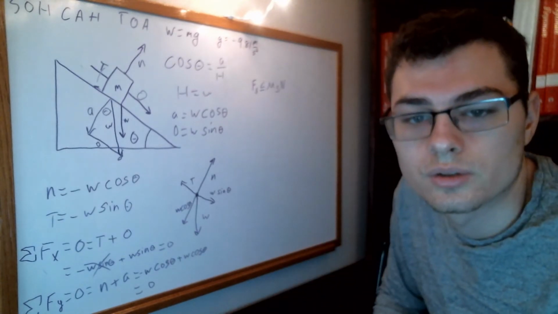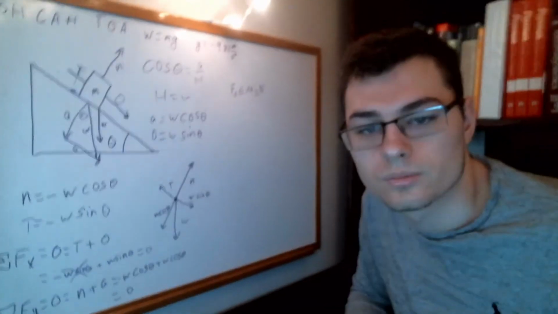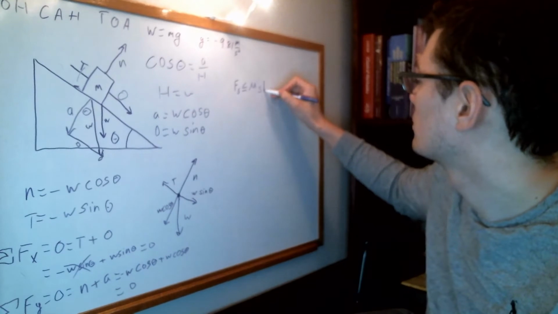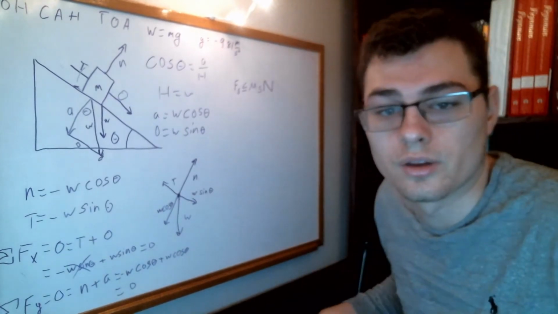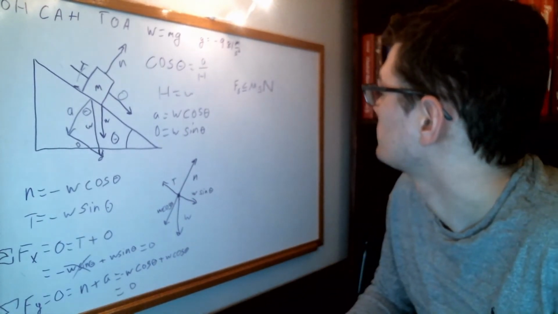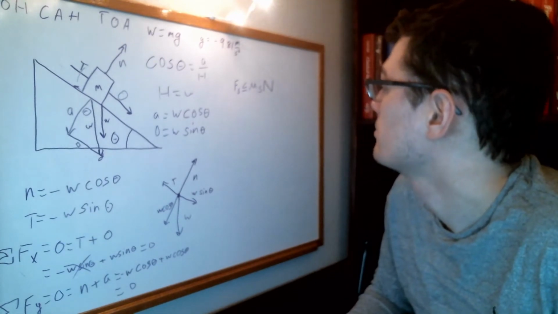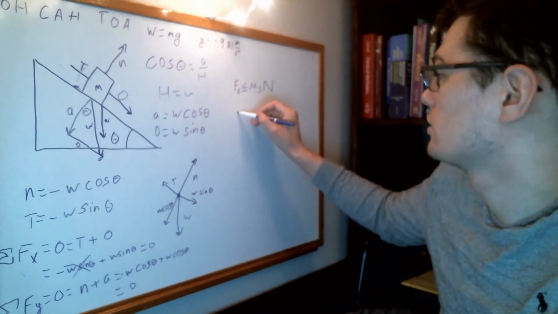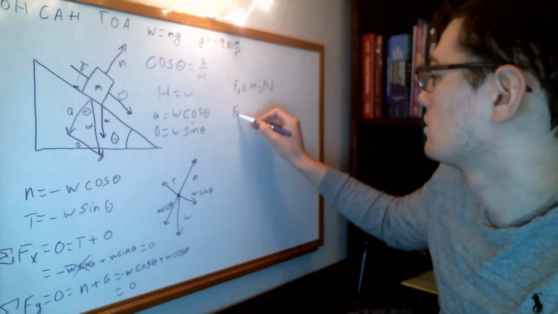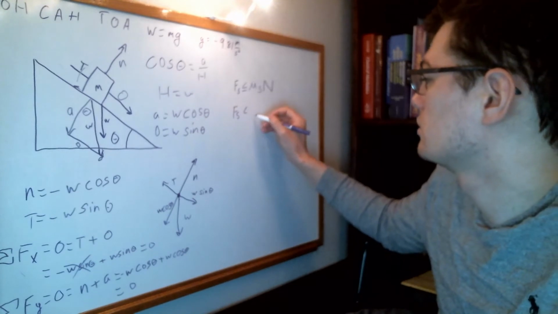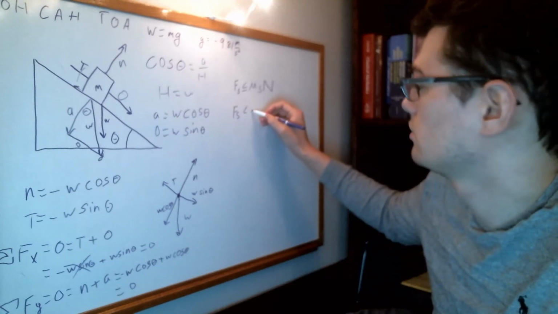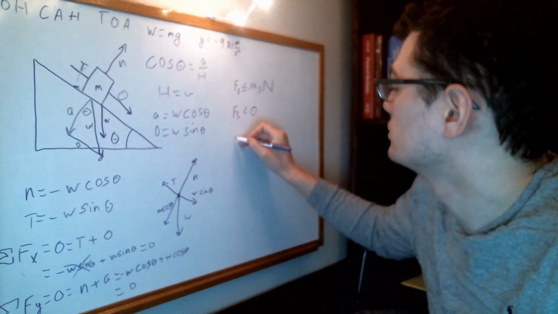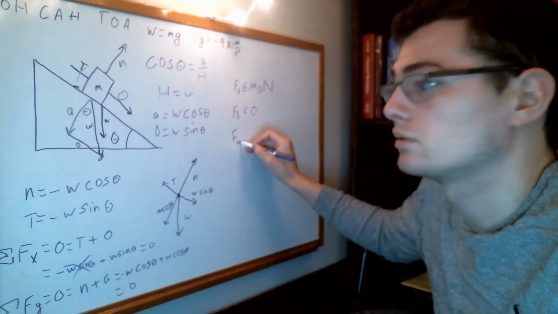Now, I'm trying to get this in focus. I'm going to make this a little bigger. Yeah, there you go. Now you can see it. And so let's assume that here we have that Fs is less than O. So then we can use the force of kinetic friction.